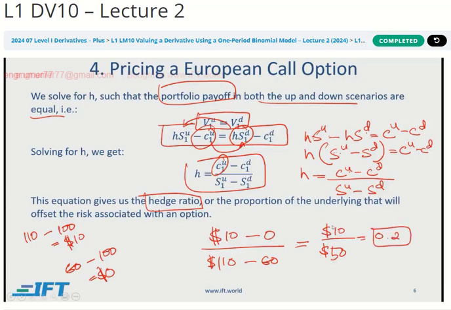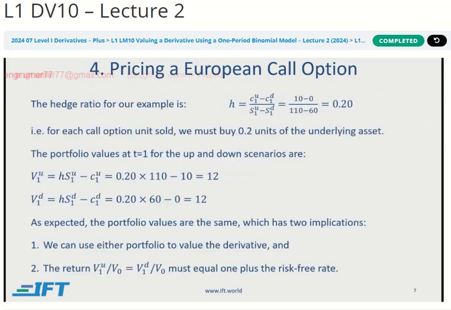Now what do we do with this hedge ratio? The whole point is to calculate the value today, so that then we can calculate the call option value today. And that is what is being done over here: first we calculate the hedge ratio, and then we calculate the value when it is up and the value when it is down. And because we have made them equal to each other in both scenarios, we are getting an equal value.